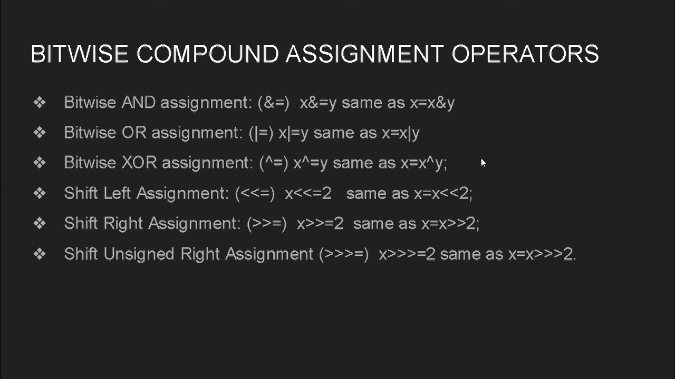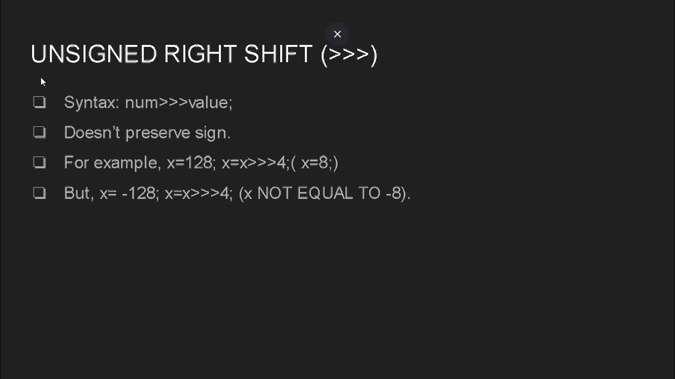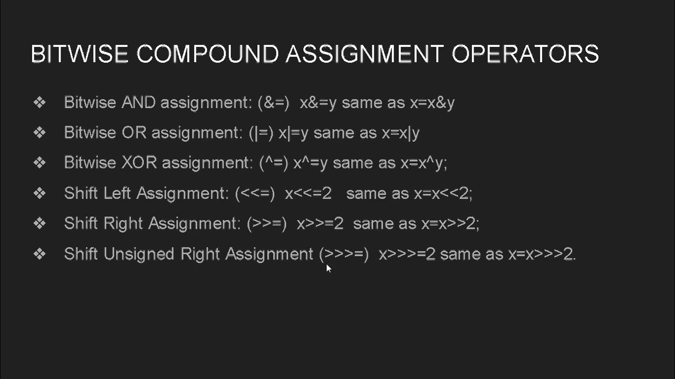Then shift left assignment, again the same concept. x <<= 2 is the same as x = x << 2. The same goes for shift right assignment. It is denoted by this particular symbol, and I am talking about assignment here. So x >>= 2 is the same as x = x >> 2. And at the last, this was the unsigned right shift assignment. So I'm talking about this particular operator. x >>>= 2 is the same as x = x >>> 2.